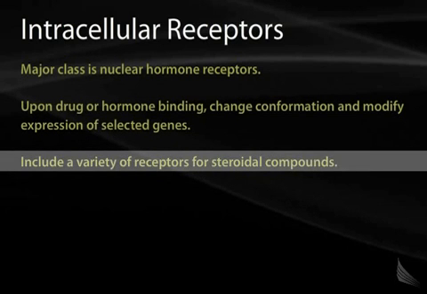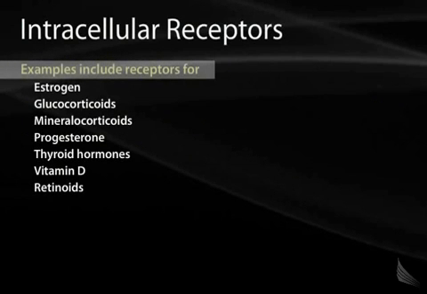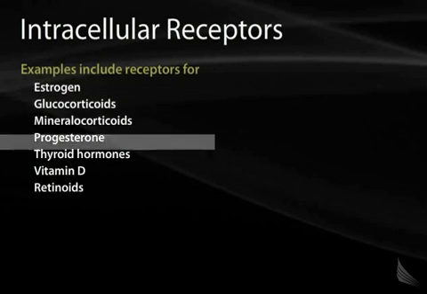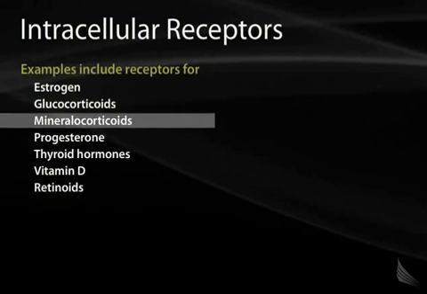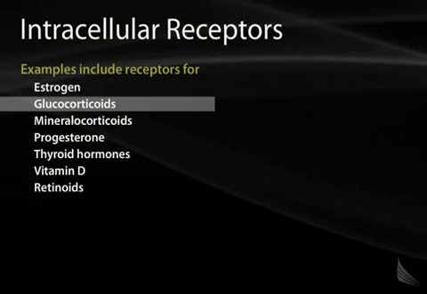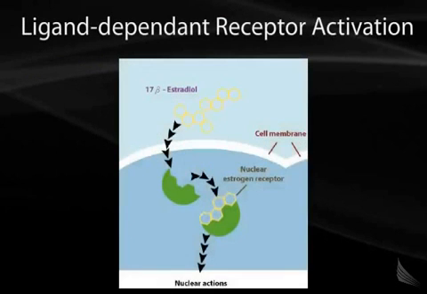These receptors include a large variety of receptors for different steroidal compounds, such as thyroid hormone, estrogen, testosterone, and vitamin D. Other important drugs and hormones in this category include the retinoids, progesterone, mineralocorticoids, and glucocorticoids. Again, in this cartoon, we see the molecule 17-beta-estradiol, which is able, because of its lipophilic properties, to go simply through the cell membrane, bind to its nuclear estrogen receptor, and then cause changes in transcription in that cell.